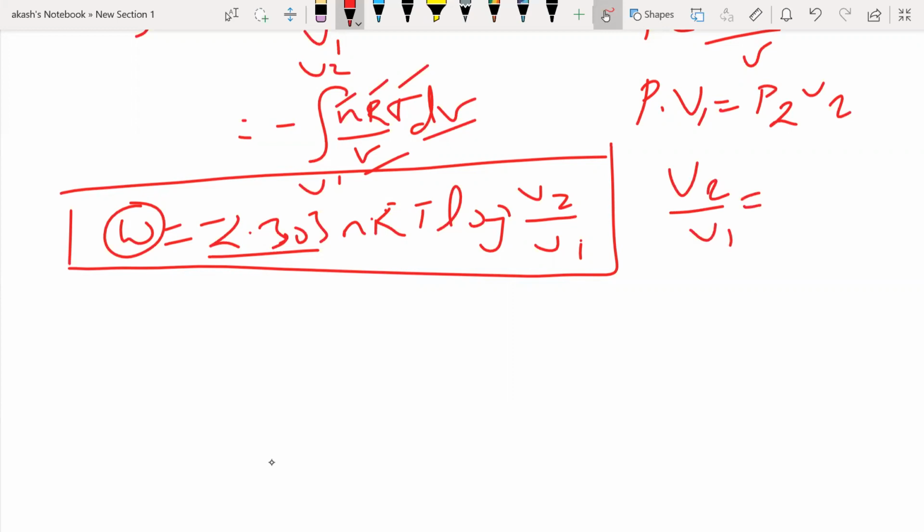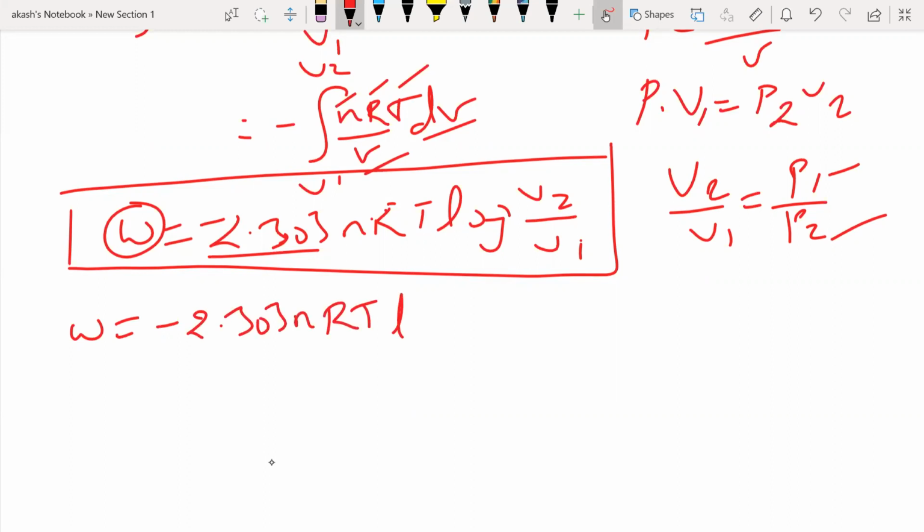V2 by V1, I'll be able to write it as P1 by P2, right? So I can even write one more equation in terms of the pressure of the gas. This is not the external pressure. This P1 and P2 are the pressures of the gas. Okay, so this W will be equal to minus 2.303 nRT log of P1 by P2.